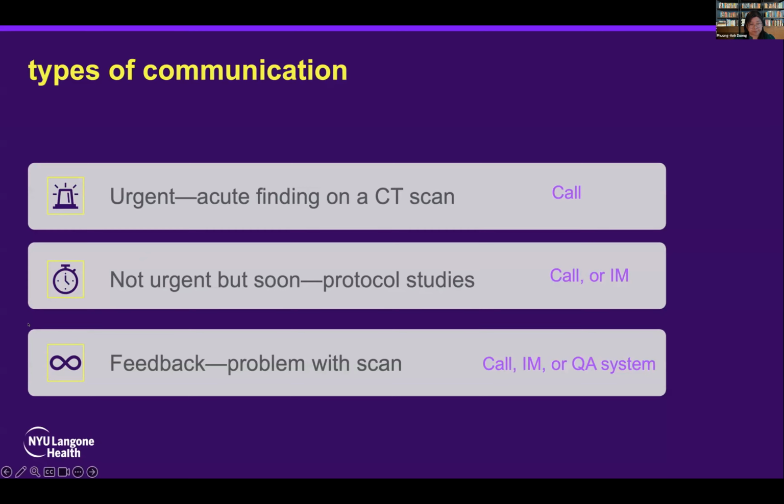to text people. Then finally, the feedback for some things, some problems with the scan that are not urgent: you may call if it's urgent, or instant message, or use a QA system if it's something that is non-urgent.